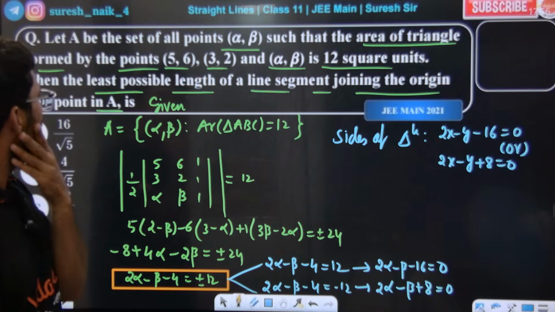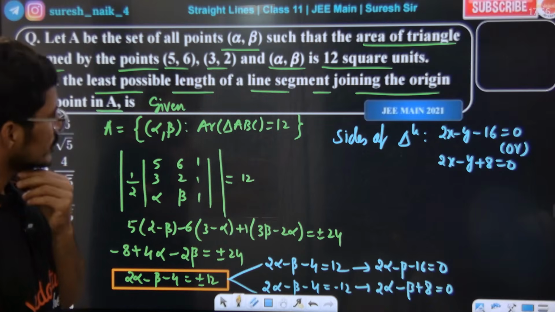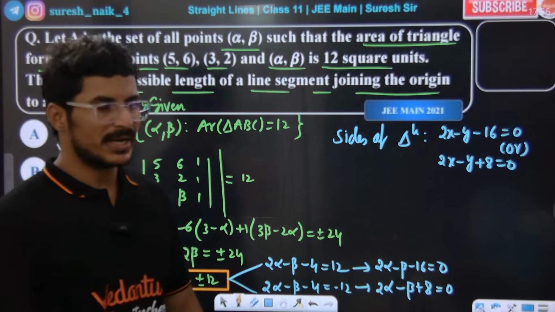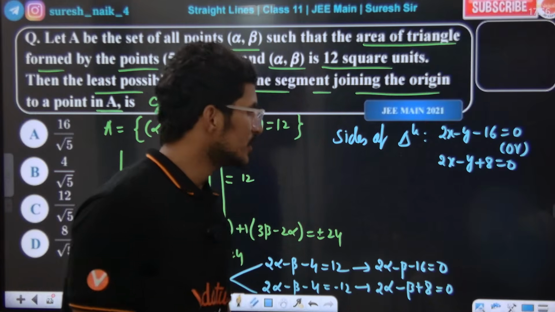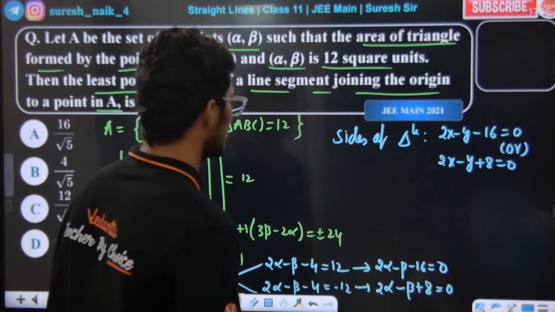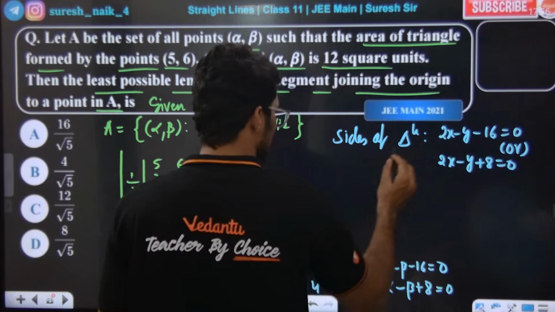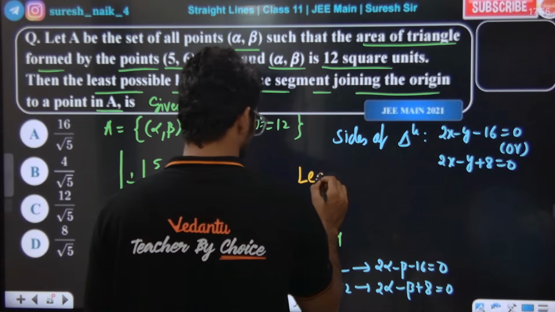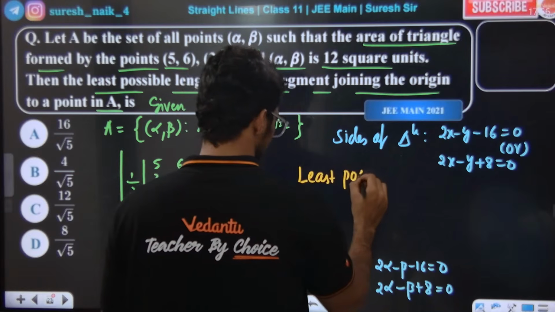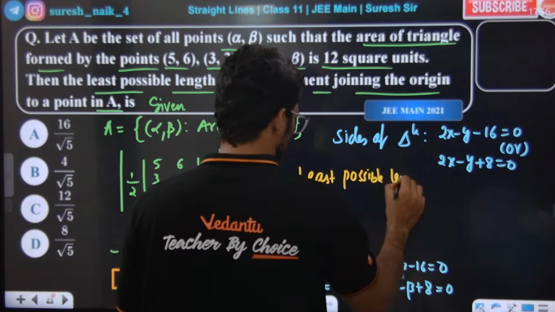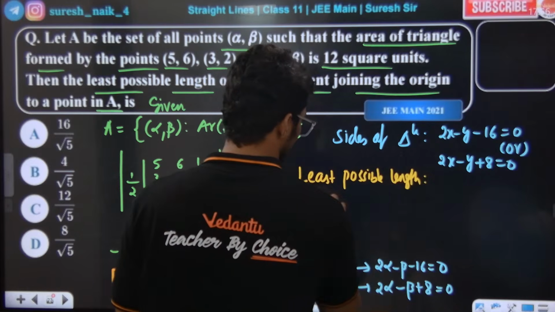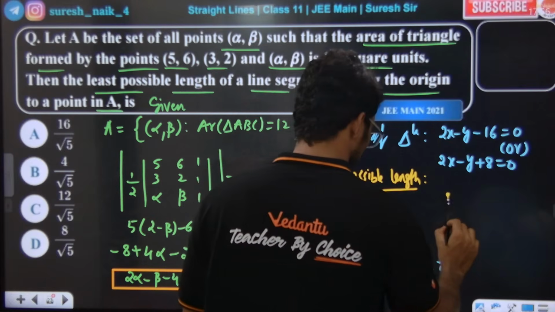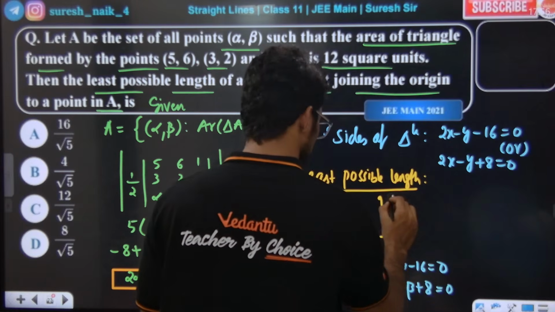Which means we could solve and get alpha and beta, but I don't want to do that. This point will satisfy one of the sides. Least possible length means what? We take the distance from the origin. Least possible length means the distance from the origin to this line, or the origin to this line. The origin is 0, 0.